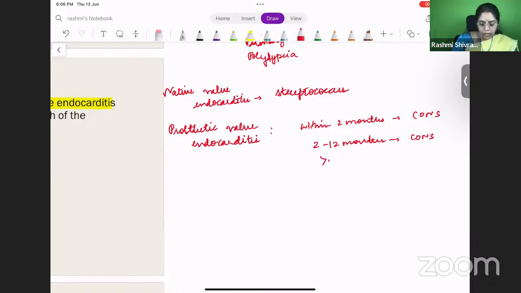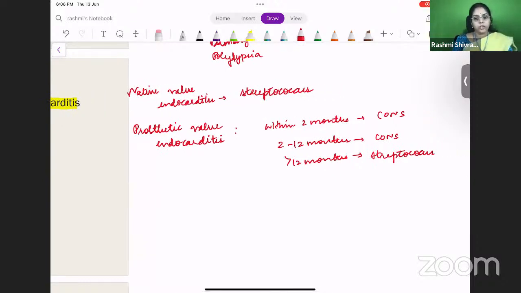If it is more than 12 months, what is the most likely organism? It is Streptococcus. If it is more than 1 year, the incidence is more because of Streptococcus infection. So prosthetic valve endocarditis, within the first year, it is most likely to be due to CoNS. If it is more than 1 year, it is because of Streptococcus.